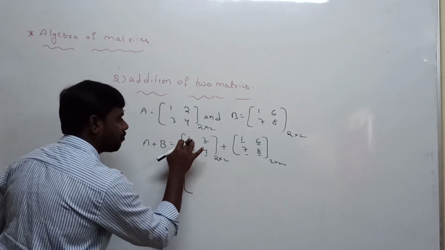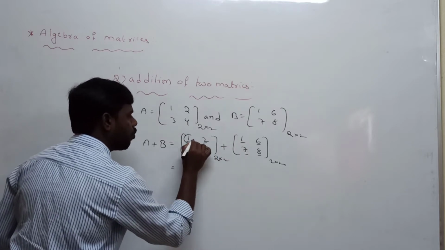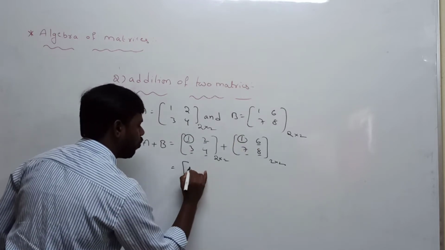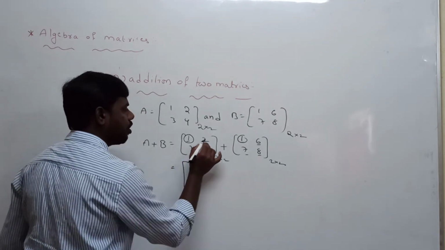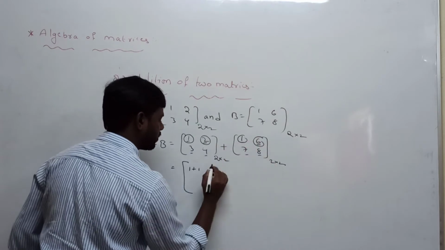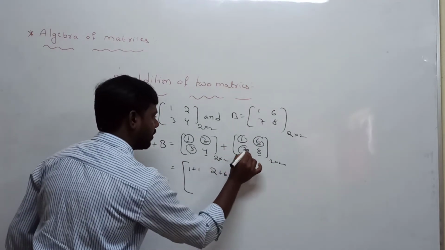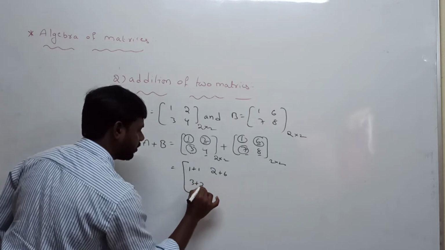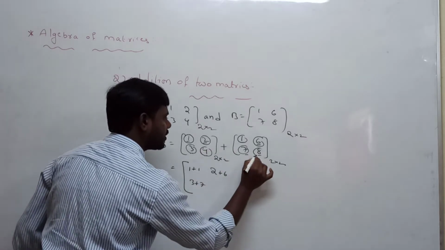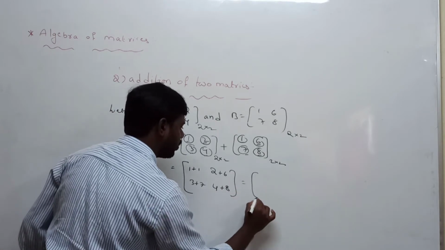What is the position here? First row, first column. Here also first row, first column. You add 1 plus 1. Next, first row, second element: you add 2 plus 6. Next, 3 plus 7. Next, 4 plus 8. So now you can add to get the sum of the two matrices.